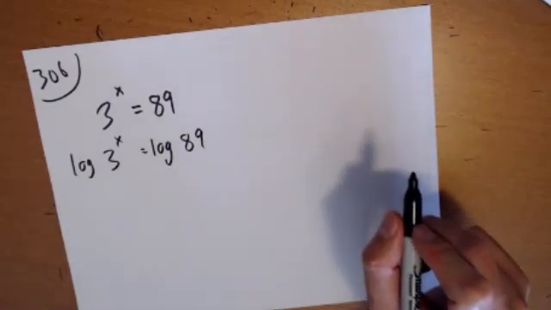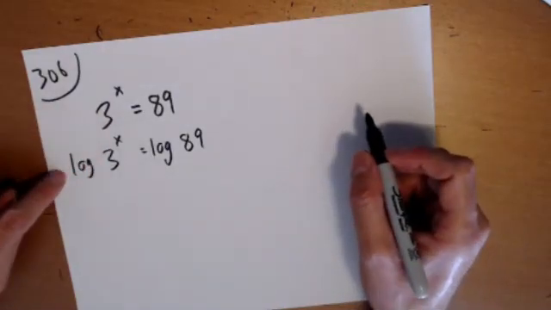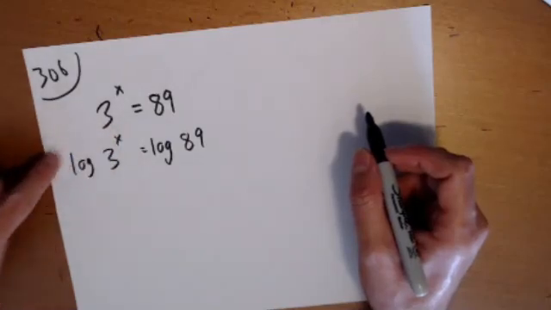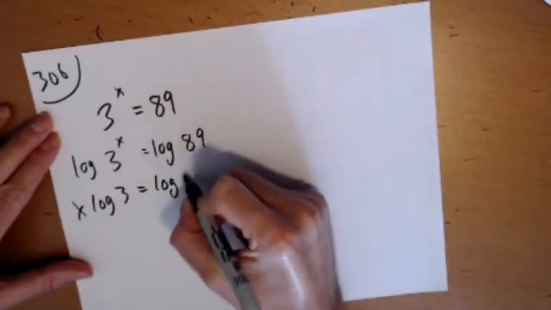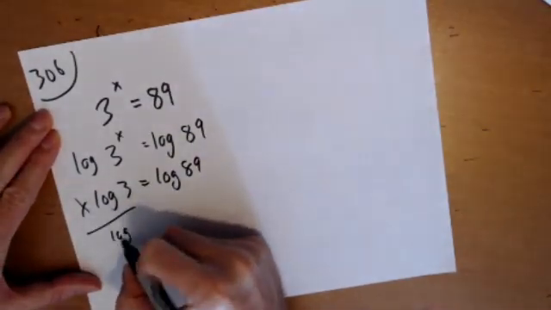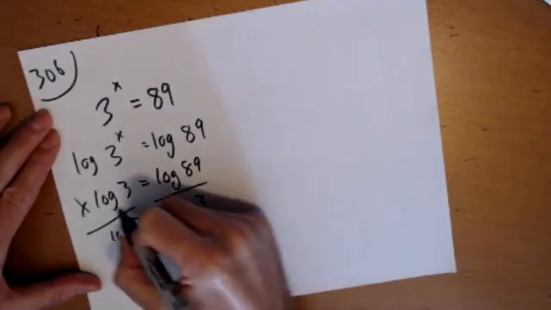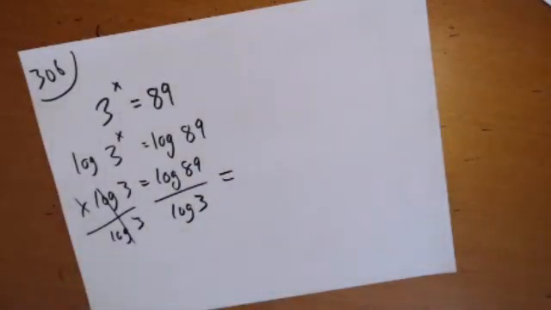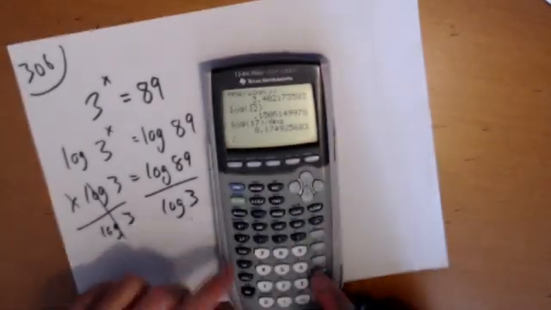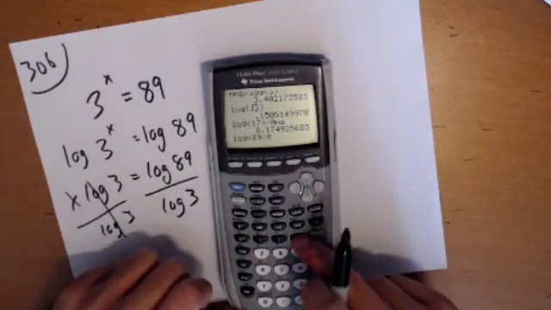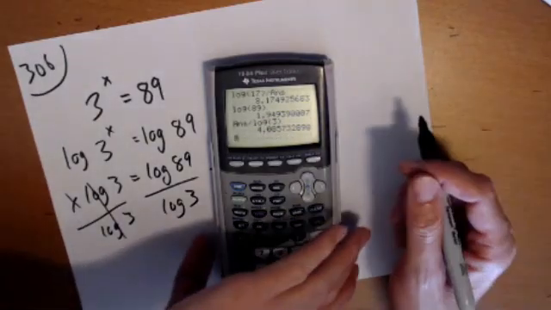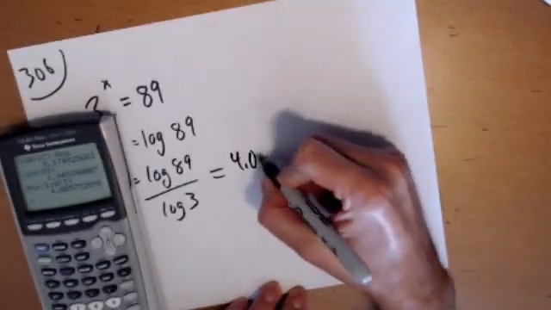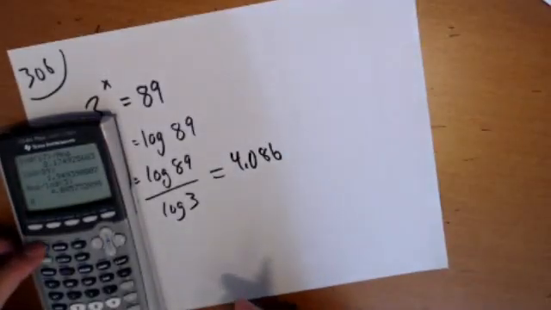And then remember, we can pull the variable down now. So once you take log of both sides, now that variable comes out in front. x log 3 equals log 89. Get x alone, divide by log 3. So x is this, and that we just throw into our calculator. The book says approximate to 3 decimals, so I would just do log 89, enter, divided by log 3, enter, 4.086 about. Okay.